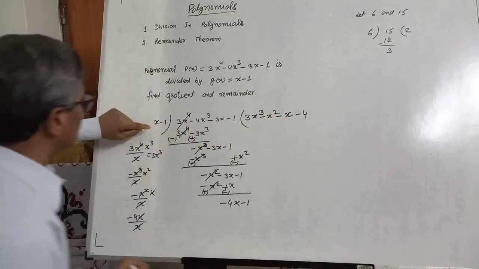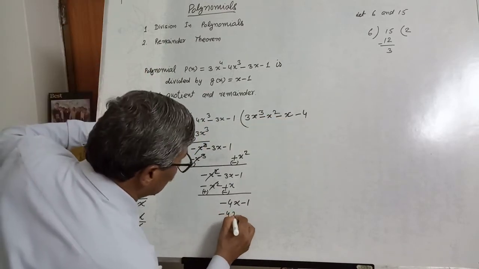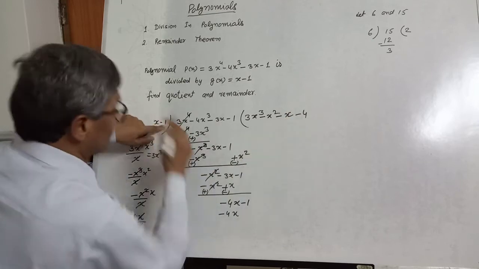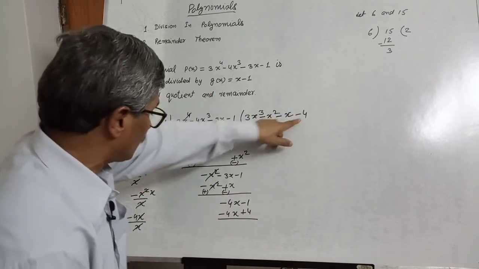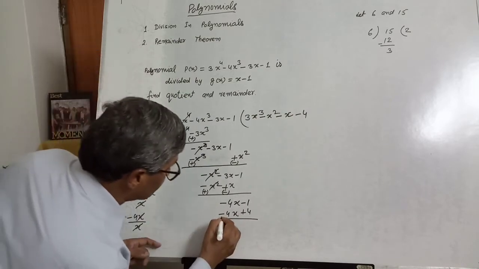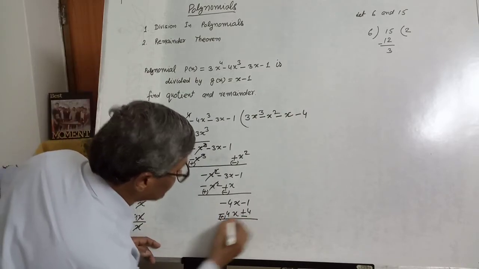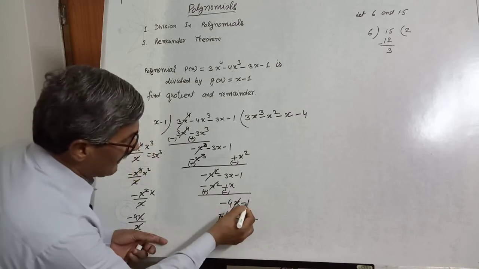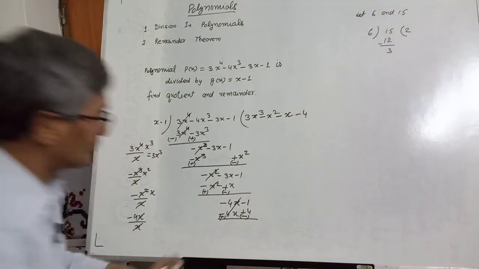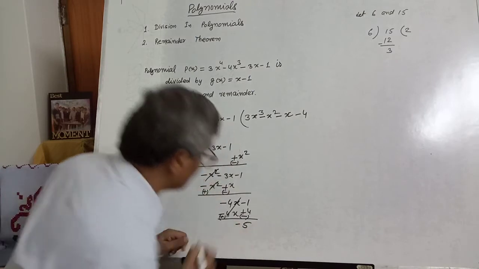Multiply with these two terms. Minus 4x and minus minus plus 4. Minus multiplied by minus 4 will be plus 4. Subtract. This will be plus and this is minus. Now this will be cancelled. Minus 1 and minus 4 will give minus 5.